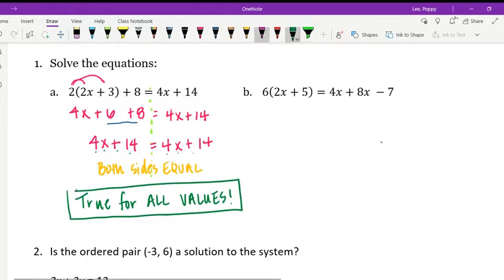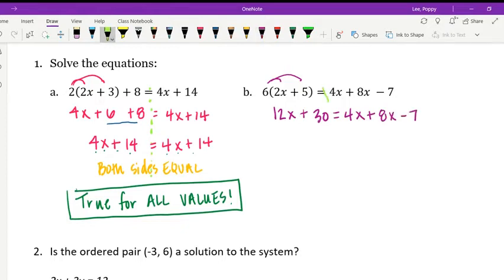For part B, pause it if you haven't completed it yet. Please, you guys, I really want you to try some of these on your own. On this one, we're going to distribute the 6 through. So we have 12x plus 6 times 5 is 30. Does that equal, or what's it look like on the other side there when you have 4x plus 8x minus 7? So here's our line down the middle. I can't do anything with this 12x plus 30. It's already simplified. So 12x plus 30 equals over here. You can totally combine the 4x plus 8x because they both have an x. And you have 12x minus 7.